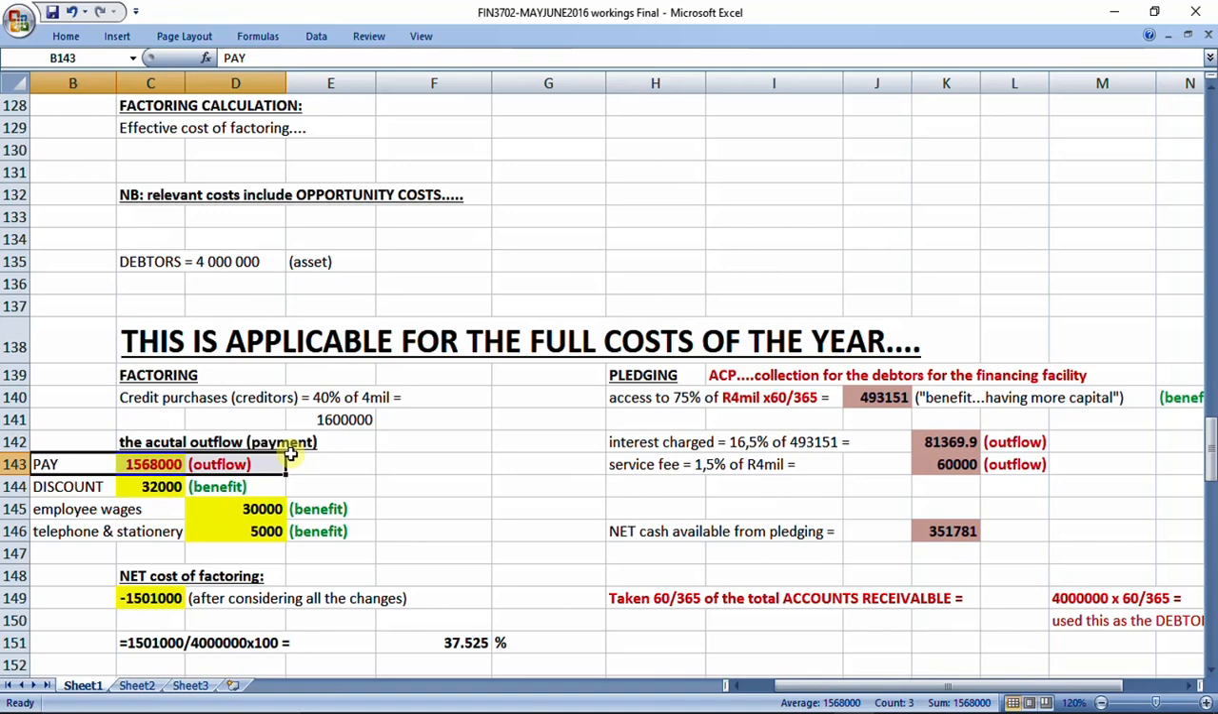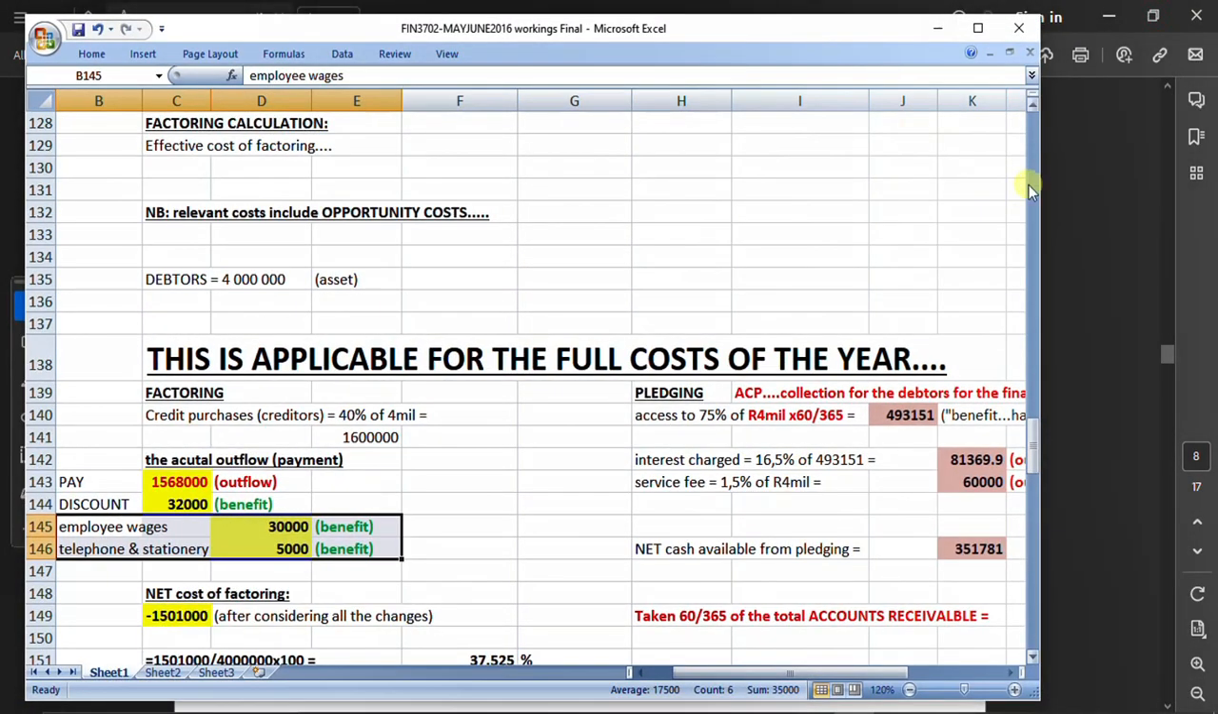If I'm looking at the benefit, this discount here, the amount is 1.6 million, and the discount that I'm getting, 32,000, is going to be offset against the amount that's going to be paid. Plus I'm also going to reap certain benefits, because when we read the question, let me shrink this.